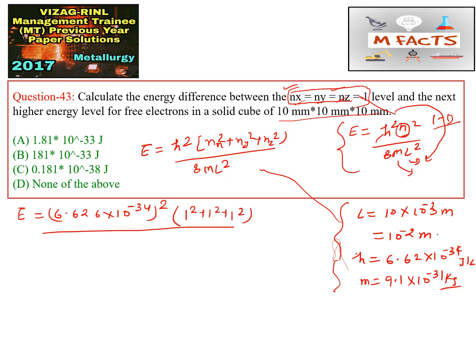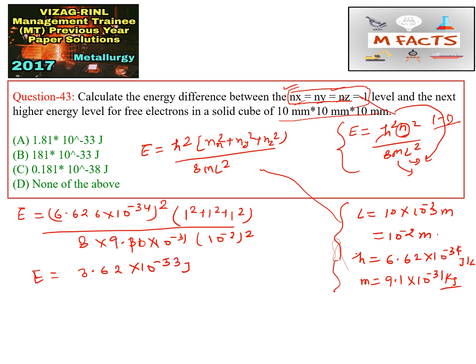Okay, and from here, 8 m is 9.10 into 10 power minus 31, multiplied by 10 power minus 2, that is length square. Okay, so now we put every value and we will get this energy value, that will be approximately 3.62 multiplied by 10 power minus 33 joules.